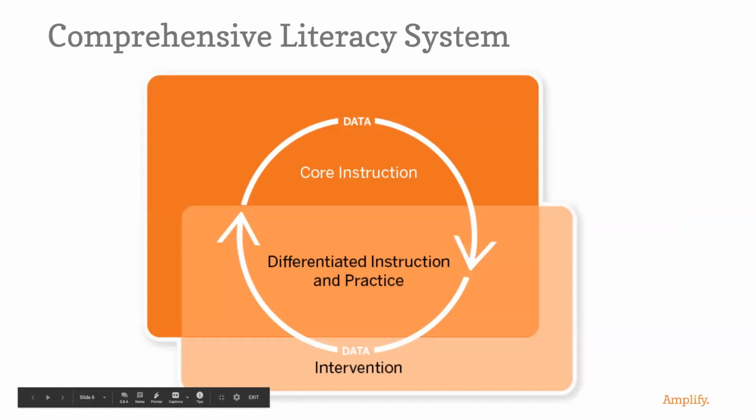So if any of you have attended any of our previous webinars in the series, this graphic might be familiar to you. If not, this graphic represents a comprehensive literacy system. And we want to explain a little bit about what we mean by a comprehensive literacy system. And so there are 4 key elements that need to be in place in order to have an effective literacy program. You have your core instruction, which is that instruction that everybody gets. And that's represented by this darker orange rectangle here. You also have differentiated instruction and practice, and that's really embedded in the core.